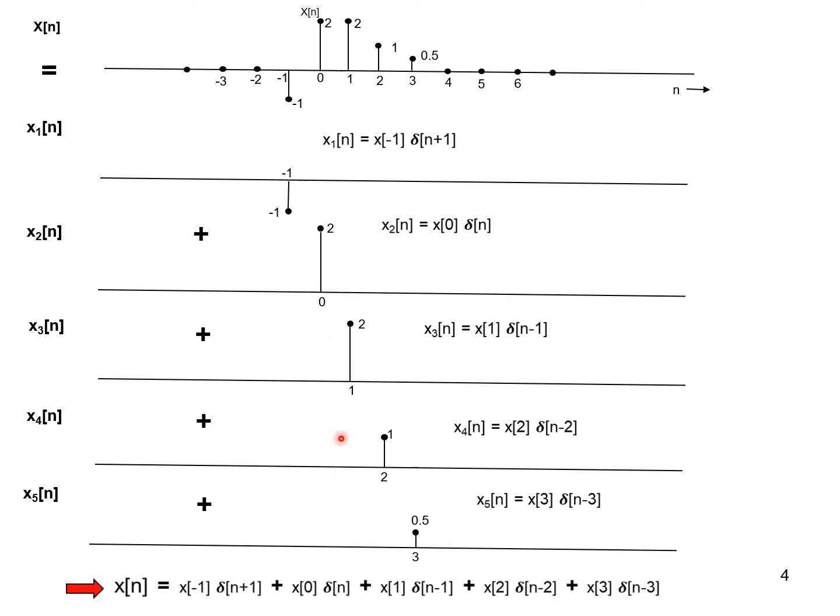See, this is what I get. x of n, that is the original signal, can be written as a superposition, or sum, of time shifted weighted impulses. See, these are all equations of individual impulses. So this is actually the way I can write the original signal in the form of impulse functions in a summated form. The same thing I am going to show in a generalized form, so let's come to the next slide.